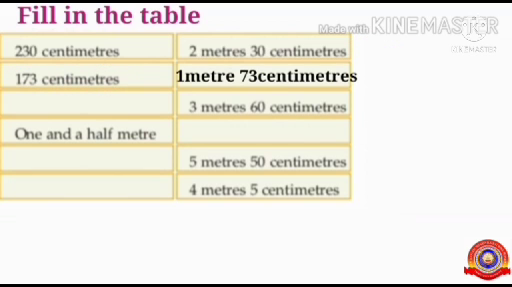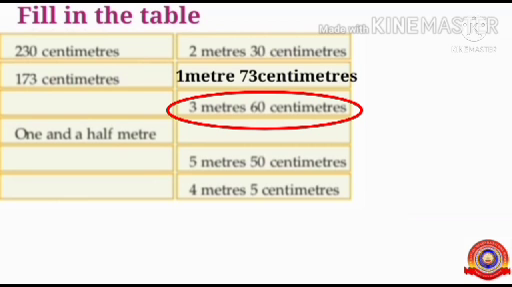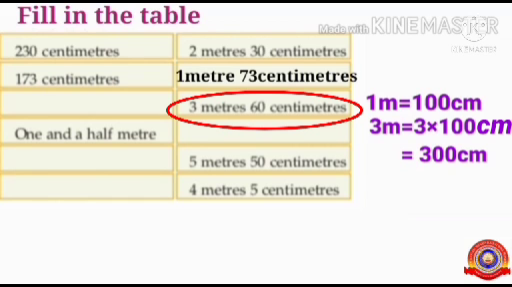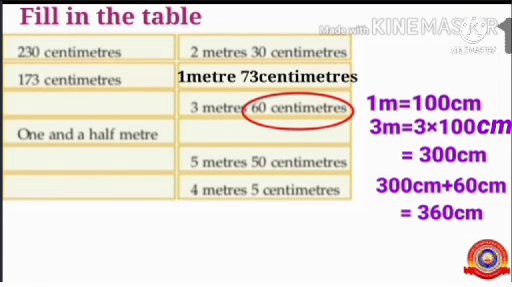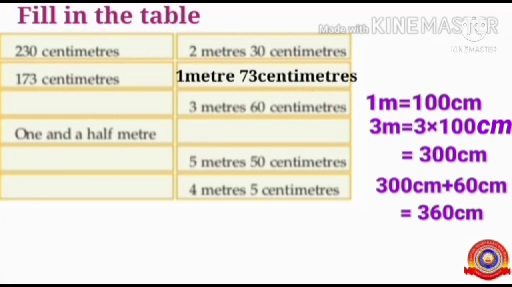Next we have to convert 3 meters 60 centimeters into centimeters. You know that 1 meter equals 100 centimeters. So 3 meters equals 3 into 100 centimeters, which is equal to 300 centimeters. Then add this 60 centimeters with 300 centimeters. That is 300 centimeters plus 60 centimeters equals 360 centimeters. That is 3 meters 60 centimeters equals 360 centimeters.